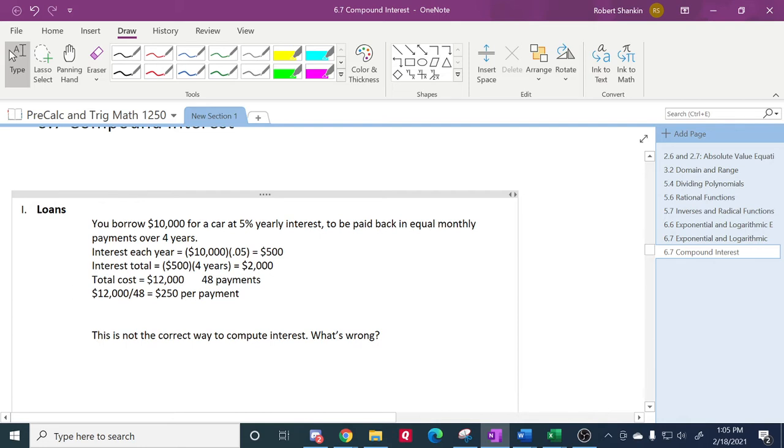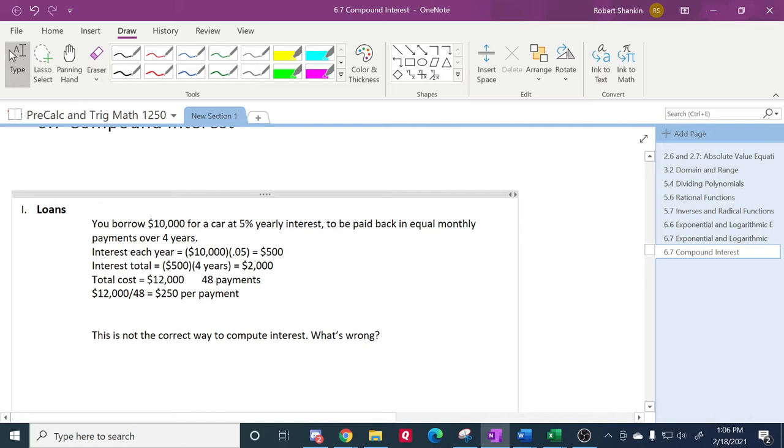All my computations are correct, and all of it would seem reasonable to me if I was looking at this for the first time. But this is not the correct way to compute interest. In fact, if you went and bought a car and they computed the interest this way, you could sue them because they're charging you way more than they're supposed to. Even though it's 5%, this is not the way the interest is computed. There's something logically wrong with this.